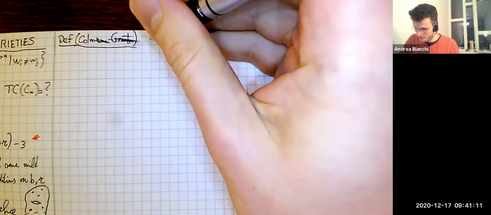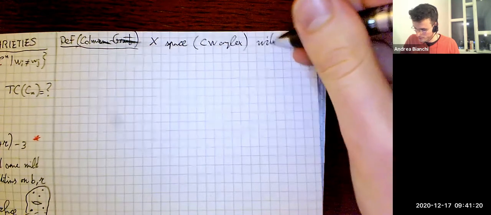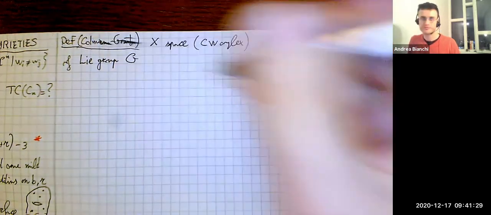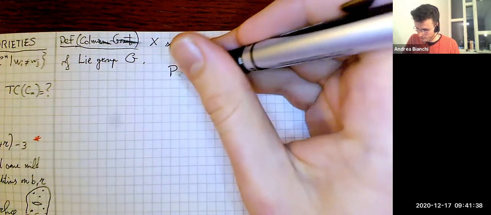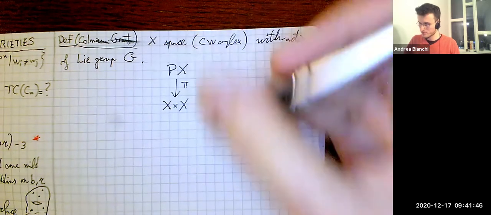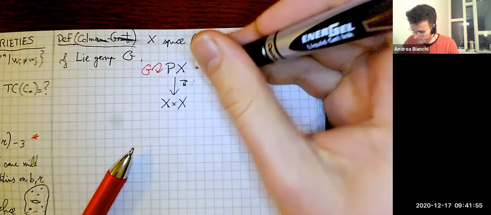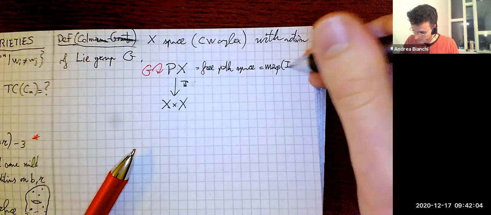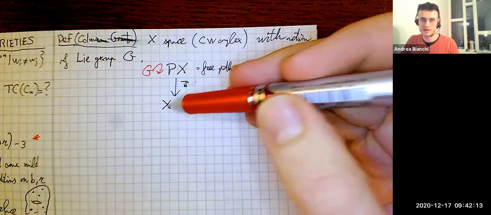So let X be a space. I mean, let's assume it's a CW complex with action of a Lie group G. Okay, then we can consider, as in the classical topological complexity, the path space fibration, but now there is an action of G on the path space of X. This is the free path space, so this contains all maps from the interval to X without any base point condition of any kind. And this pi is the source and target map.